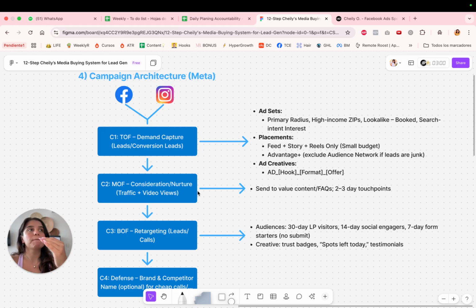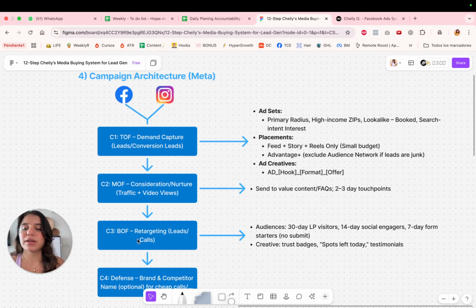Sometimes we will have a lower cost per lead with the middle of the funnel than with the top of the funnel, because this is the stage where they are considering you but not ready yet. So it's about nurturing with the right type of content.